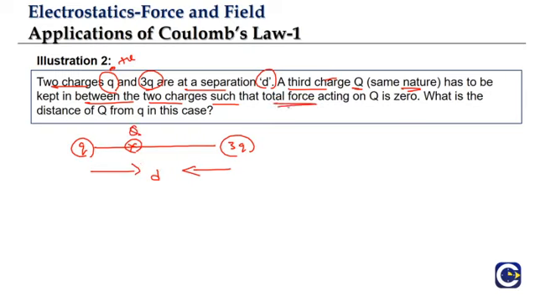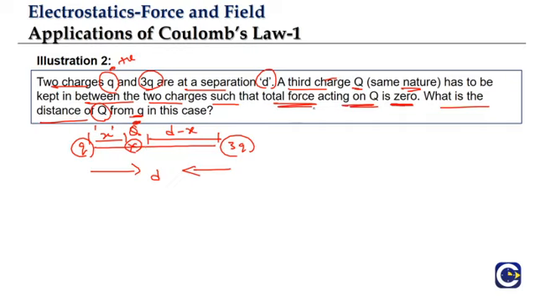It is to be kept such that the total force acting on capital Q will be 0. So on capital Q the total force acting must be 0. In this particular condition, what is the distance of the capital Q from small q? So we need to find this value. How can we work out this question? If you look at it, let the distance between small q and capital Q be x. Then on this side the distance between capital Q and 3Q will be D minus x. Why? Because the total distance is D.